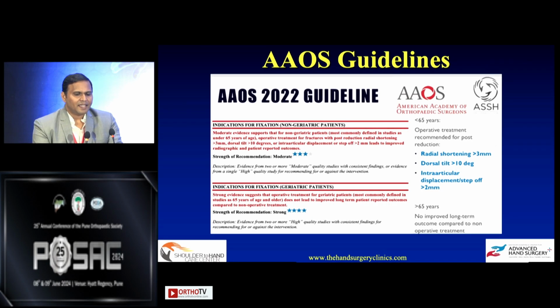The recent AAOS guidelines of 2022 mention that in young active individuals, operative treatment is recommended for radial shortening of more than 3 mm, a dorsal tilt of more than 10 degrees, and intra-articular displacement or step-off of more than 2 mm. Non-operative and operative treatment outcomes are the same in low-demand patients.